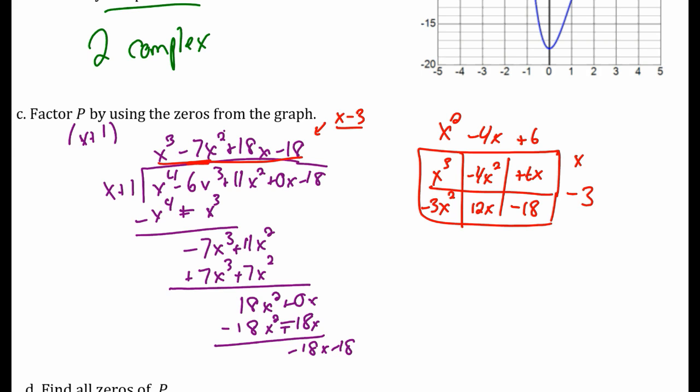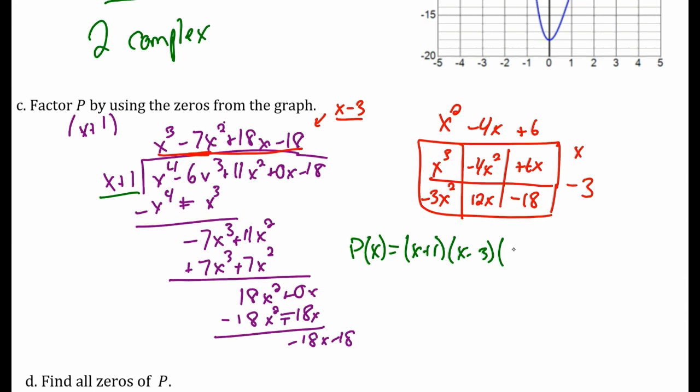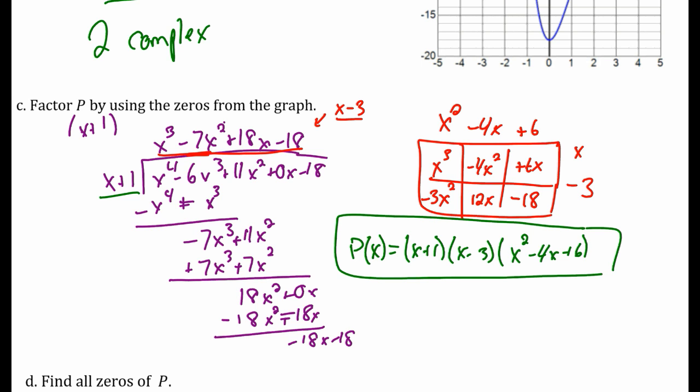Big idea here, this lets me write p of x, my original polynomial, as I have a factor of x plus 1, and I have a factor of x minus 3. I know that because those are my real zeros from the graph, and I also have a factor of x squared minus 4x plus 6. We should check if we can factor that quadratic, but I don't expect to be able to because it has complex solutions. What multiplies to 6 that adds to negative 4? There are no real numbers that do that. So that's an irreducible quadratic there. Let's not try to factor that right now.